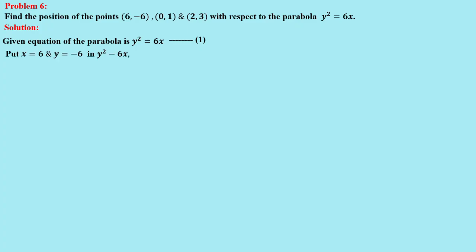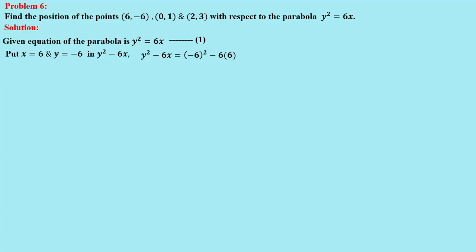So first put x is equal to 6 and y is equal to minus 6 in y square minus 6x. We are going to find y square minus 4ax. Based on that value we are concluding whether the point is inside, on, or outside the parabola, right. That is why we are taking y square minus 6x.